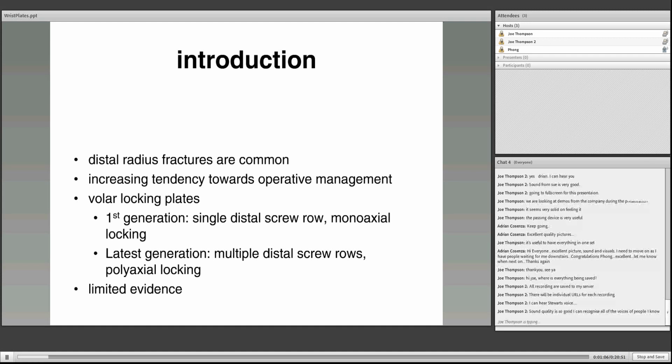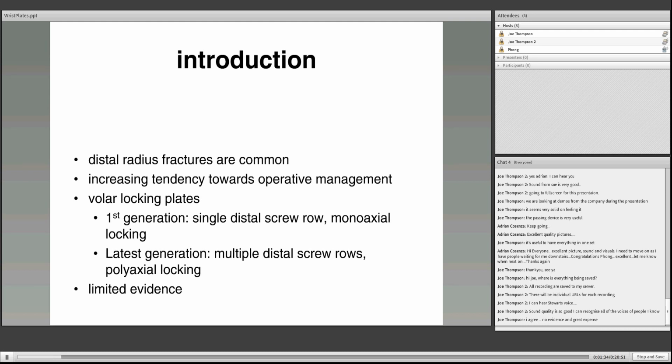So as a bit of an introduction, distal radius fractures are very common. They're one of the most common fractures in humans. US figures show 9 per 10,000 male years and 36 per 10,000 female years. And there has been an increasing tendency, something that most people in this room will appreciate, over the last 10 years, towards operative management of these fractures.